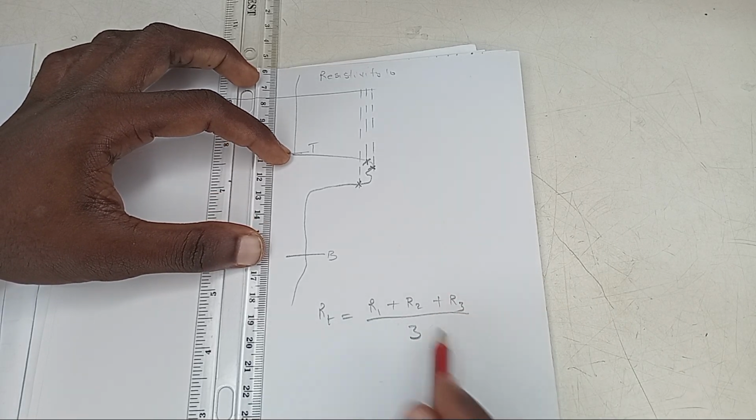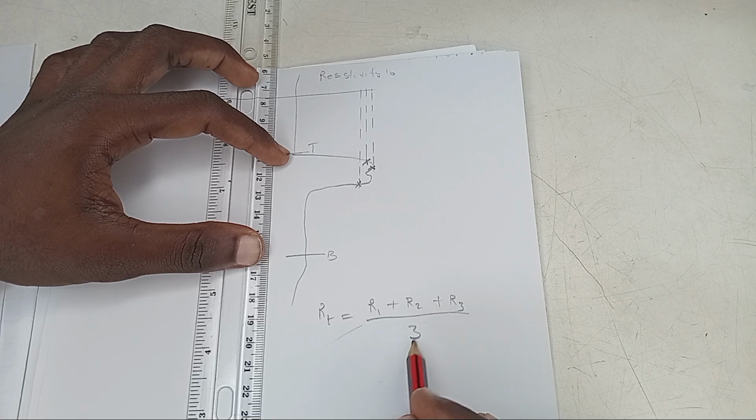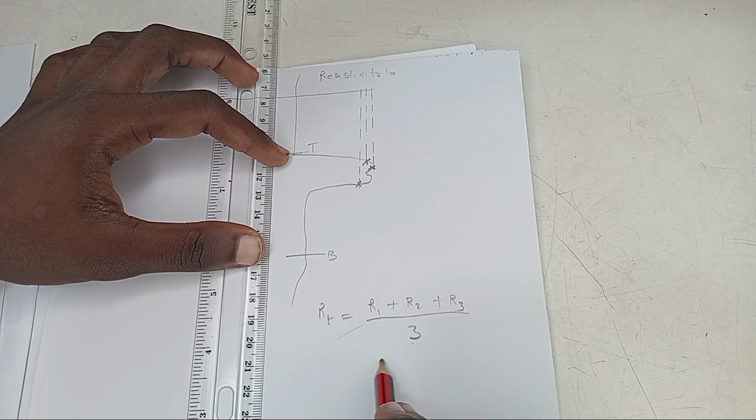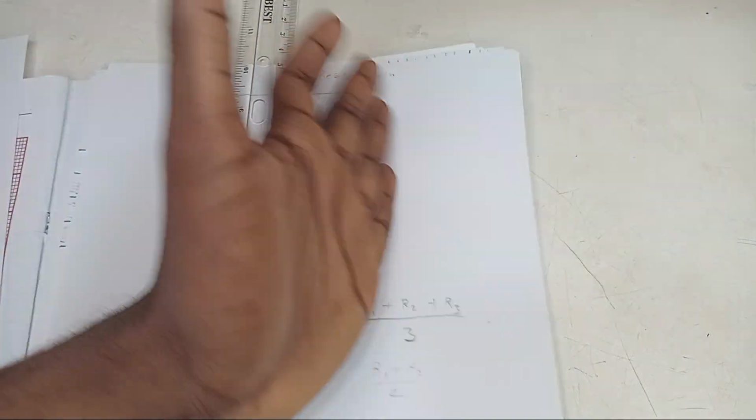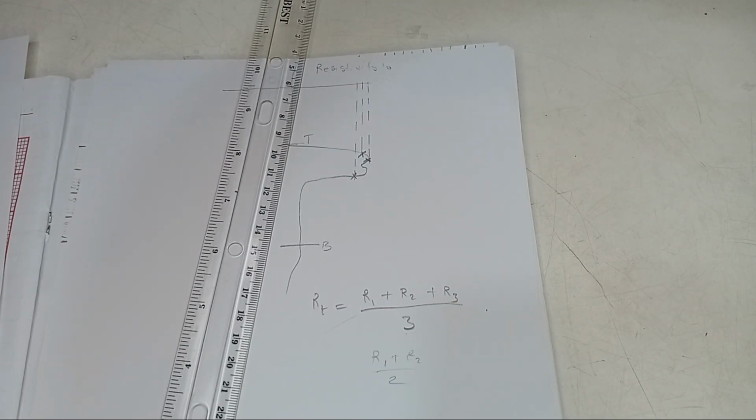Okay, you find the average. Because here I pick 3, I'm dividing by 3. If it's 2, you pick two, it would just be R1 plus R2 divided by 2. Most people just pick the peak and get it. That's how you get your RT.